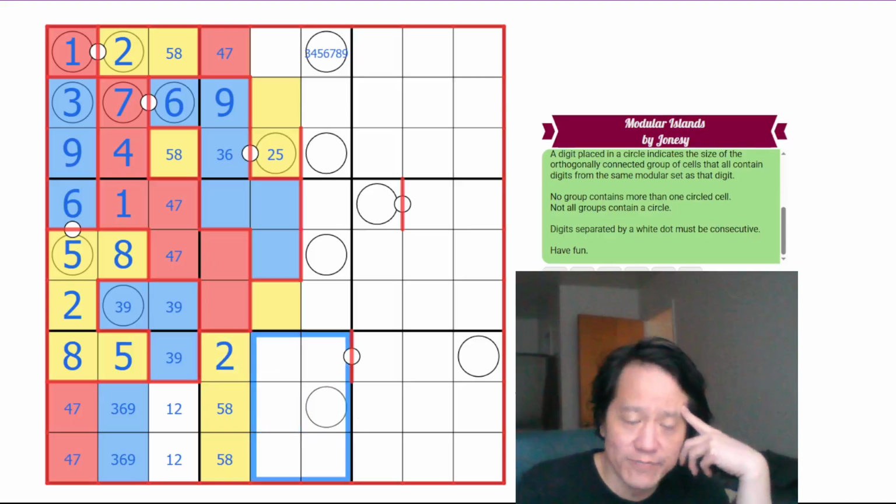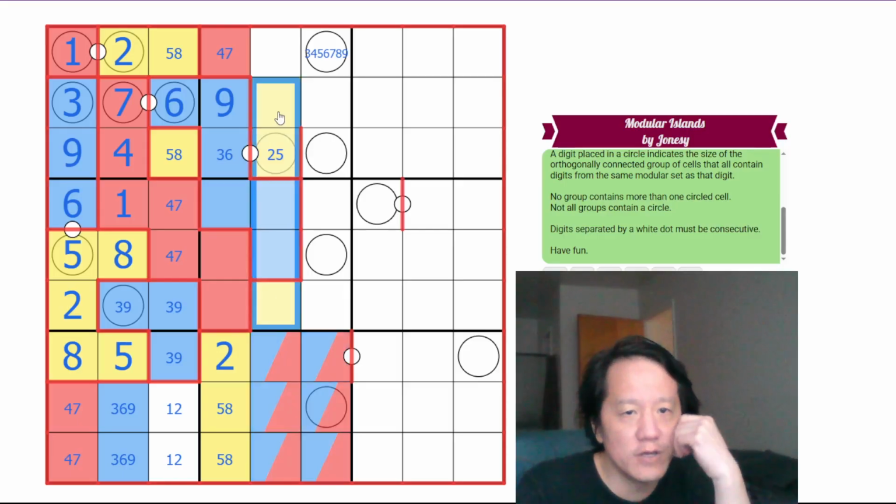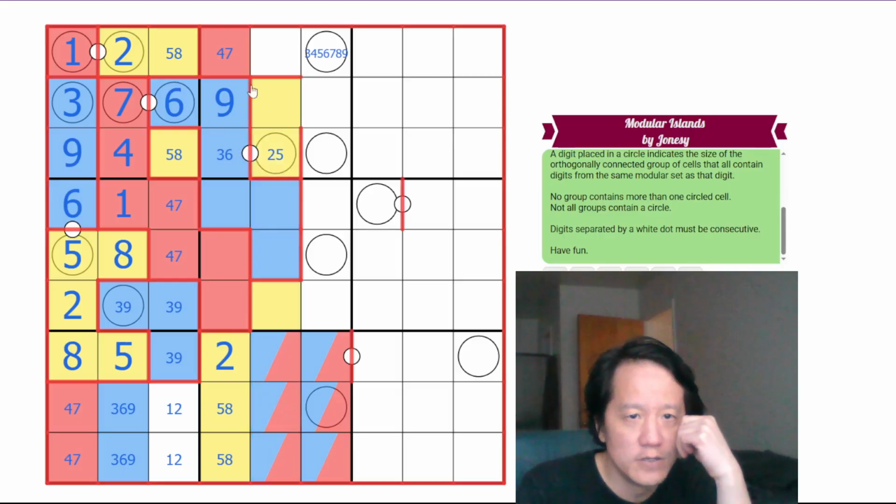None of the rest of box 8 can be yellow, so that's blue or red. We have 3 yellows in column 5, which eliminates yellow in the rest of the column. So this is not yellow. This could be blue or red here. We don't know.